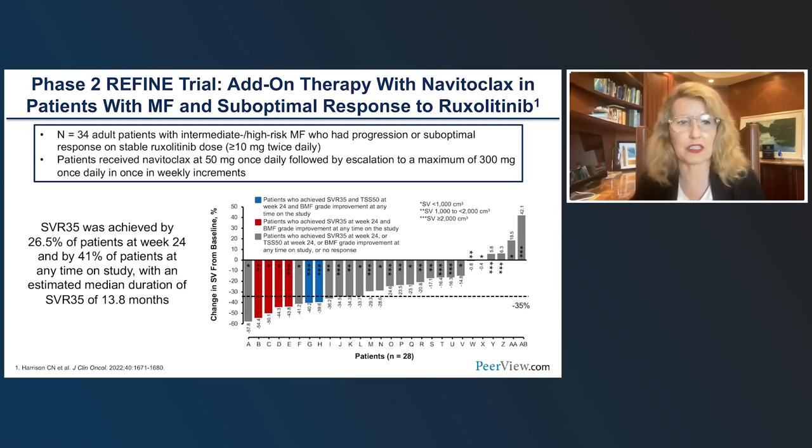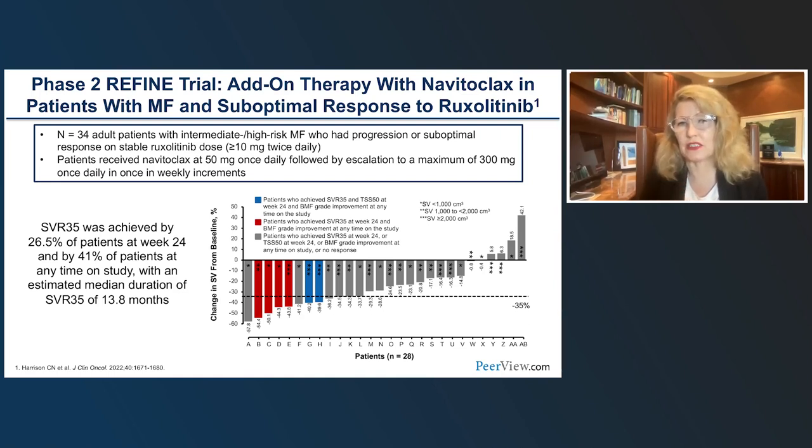once weekly increments. And what we saw was a spleen volume reduction of 35% was achieved by 26.5% of patients at week 24 and by 41% of patients at any time on study, with an estimated median duration of response of SVR35 of 13.8 months. So that's what Ruben was alluding to, that durability of response. So with patients who achieved the SVR35 and total symptom score 50 at week 24 and bone marrow fibrosis grade improvement at any time on the study, you see that they tended to do quite well.